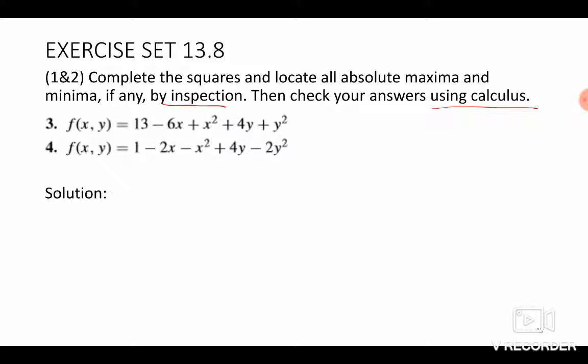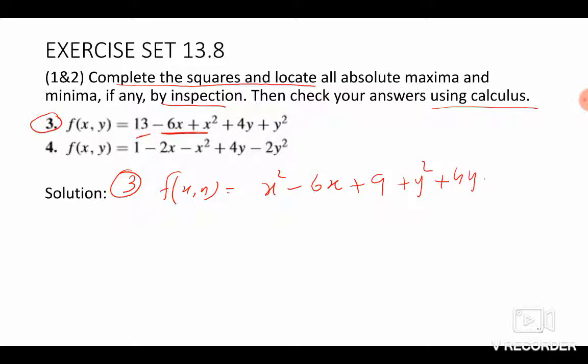Fine, let's try this one. What we have to do here is find the complete square. Let me start with problem number 3. F of x, y. I rewrite the function in such a way that I get x square. I separate this 13 as x square minus 6x plus 9 plus y square plus 4y plus 4.